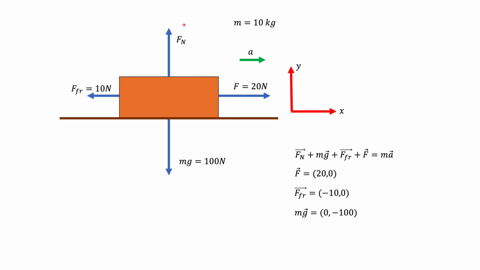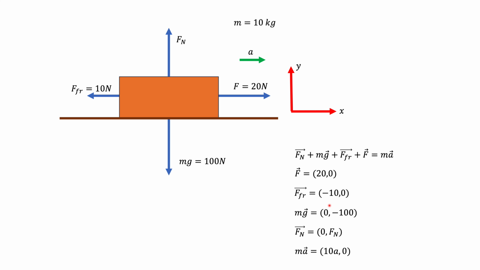And finally, we have a normal force sitting here. That normal force, we don't know the value. We know it's vertical, so we know it's 0 horizontally. But vertically we don't know, so we're just going to leave it as Fn, and we're going to find out what it is later. And finally, ma. Horizontally, ma is 10 times a. That's what we write here. And vertically, as we said, the object doesn't move, so it's 0.